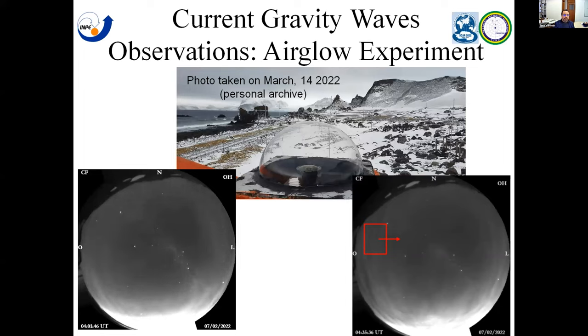So this is the current image that is observed there. This is an animation of data from the first night of observation during this year. It was early on February 7. We can see here, not very clear, a gravity wave structure denoted by the red box.